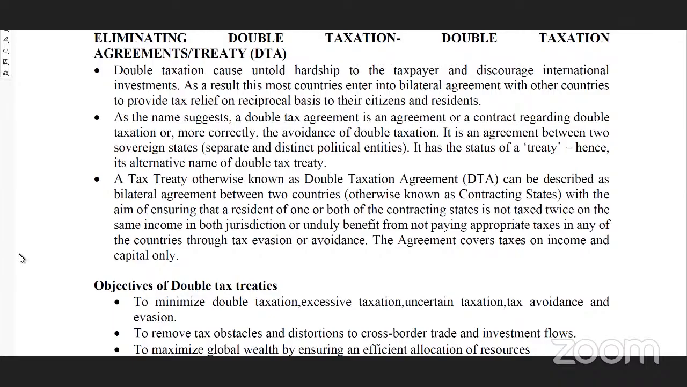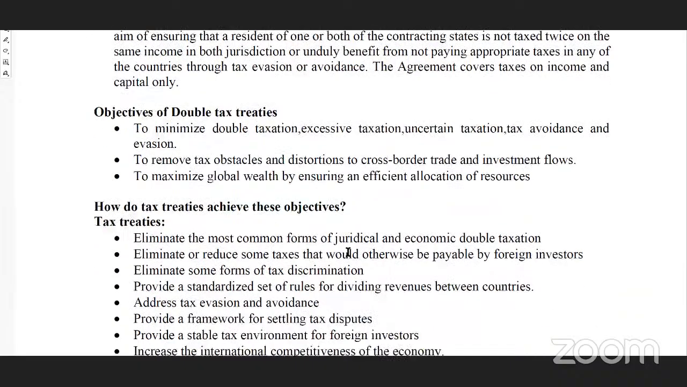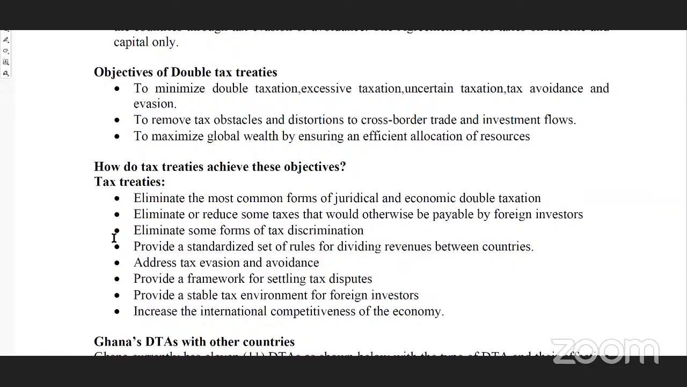So the objectives of DTAs, we have already talked about them, right? To minimize double taxation, remove tax obstacles that distort cross-border trade and investment flows, and maximize global wealth by ensuring an efficient allocation of resources. But we said the main objectives are what? Two: minimize double taxation and deter fiscal evasion.